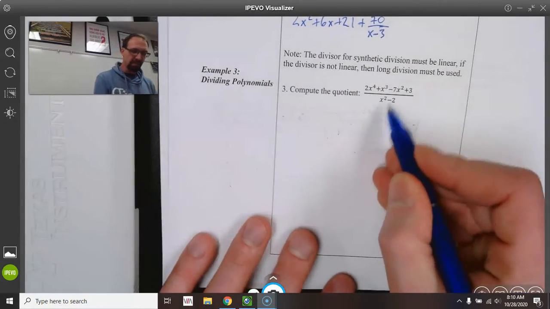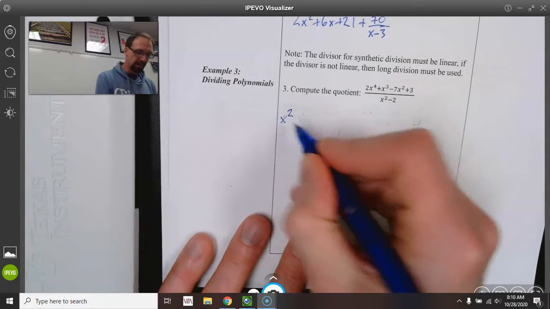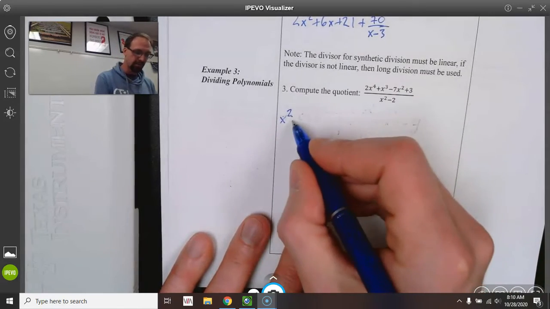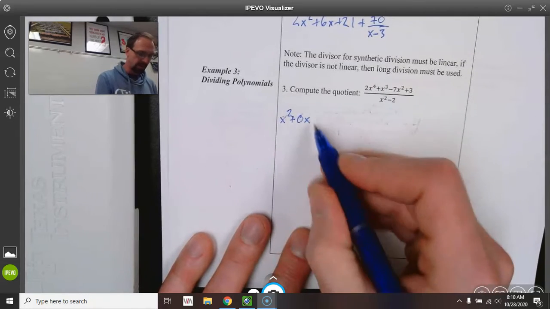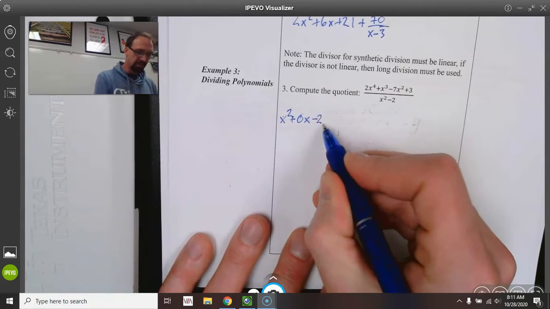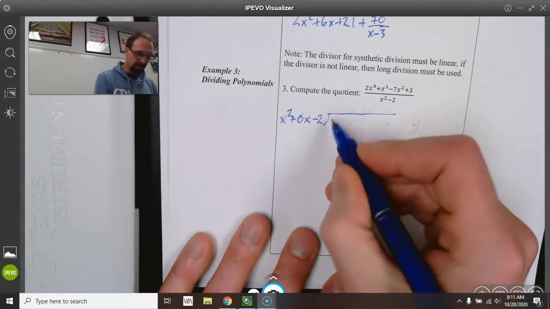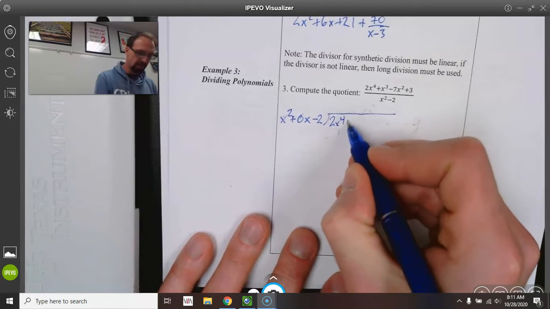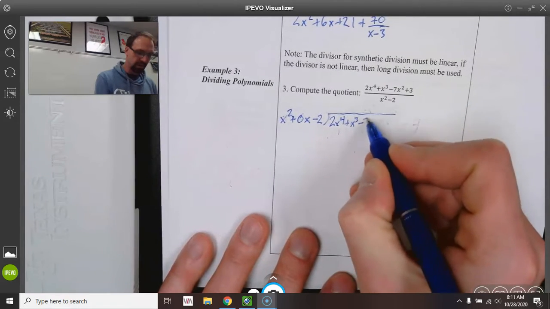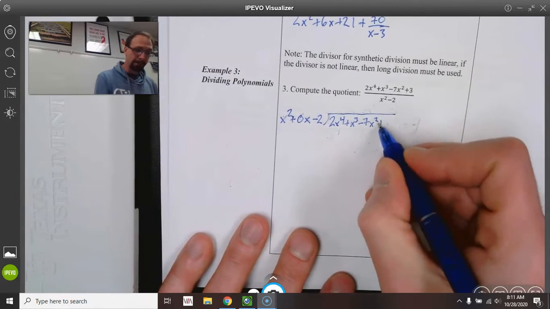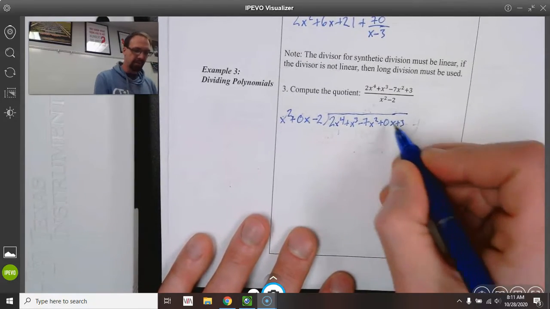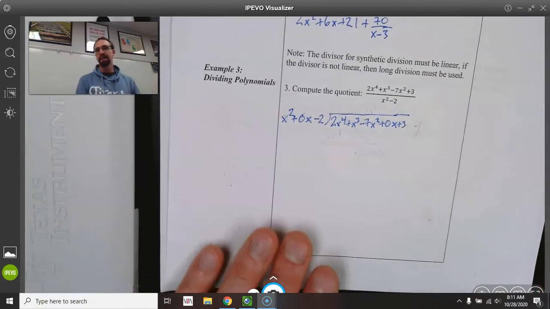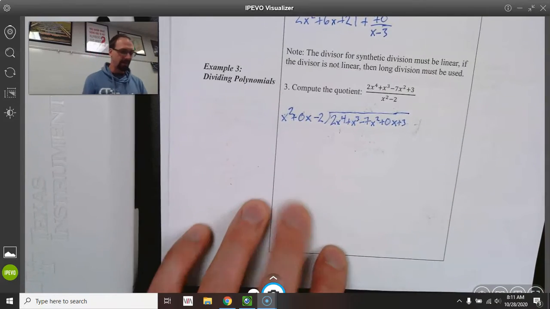If you see that I'm missing a linear term here in my divisor, so x squared minus 0x or plus 0x, doesn't matter which we put there, and then minus 2. And we're dividing that into 2x to the fourth plus x cubed minus 7x squared plus 0x. We absolutely positively must include that so that we can line up everything and keep everything valid.